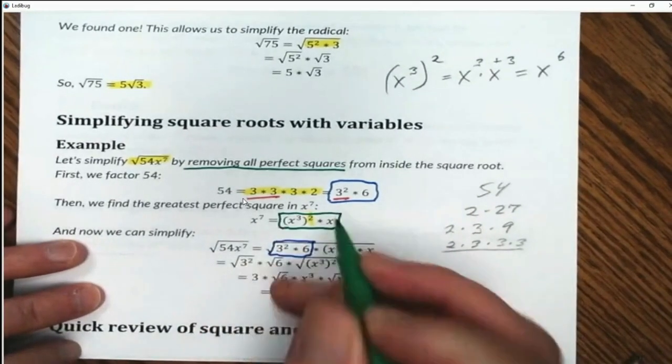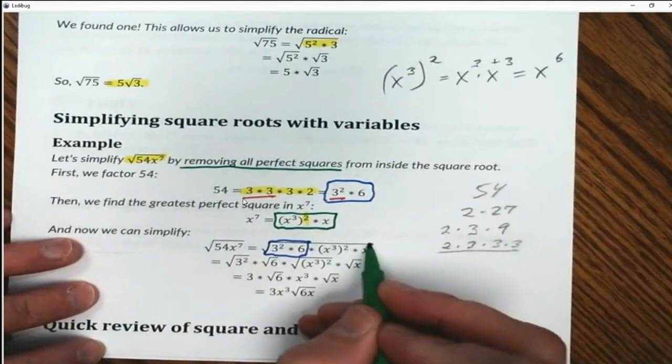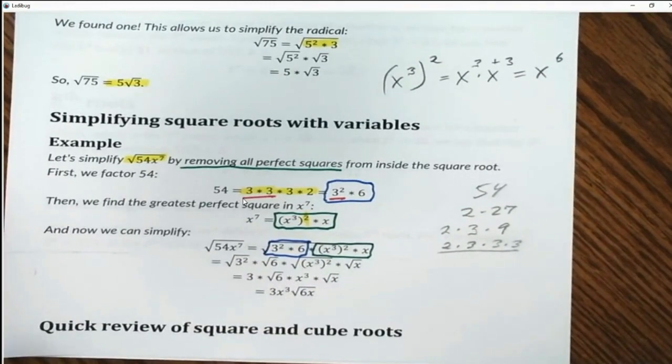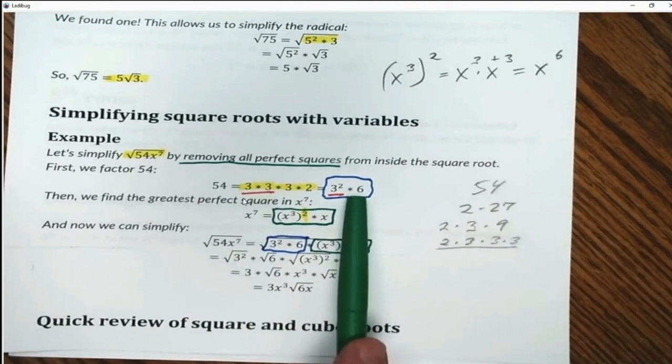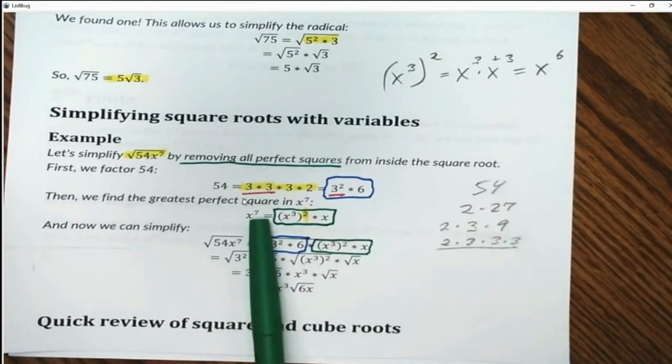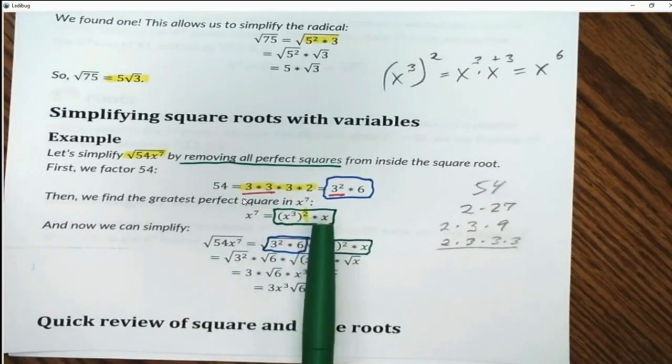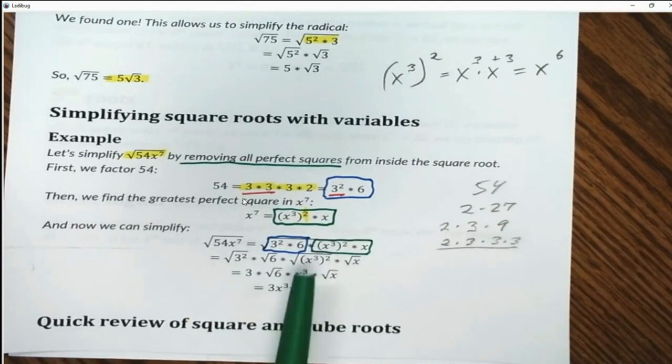X to the third squared times x, and so that becomes over here. So that's how we rewrite it. We rewrite the 54 as 3 squared times 6. We write the x to the 7th as x to the third squared times x. Put them all underneath there. Now we can see what comes out.